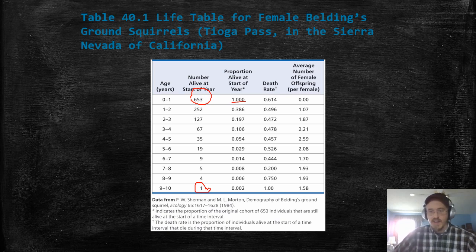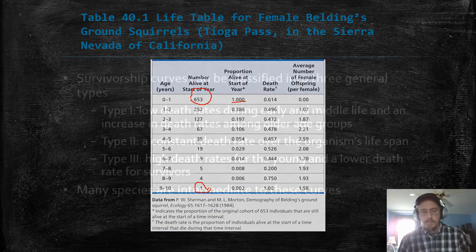And they have the death rate. And then the other thing they have is the average number of female offspring born per female. And you can see that for each one of these. So you can get an idea of how many babies each one of these ground squirrels is having, and that will give you an idea of how much the population can grow. So these are all different bits of data you might have on one of these life tables.